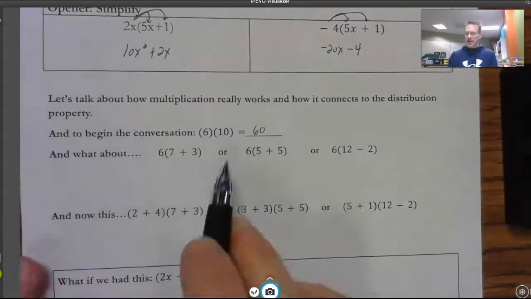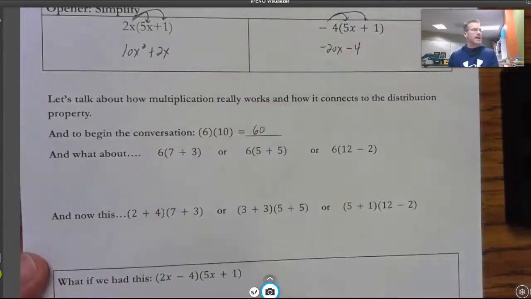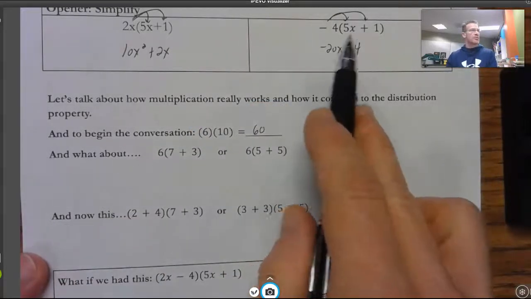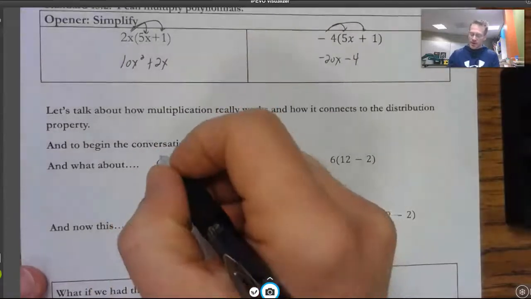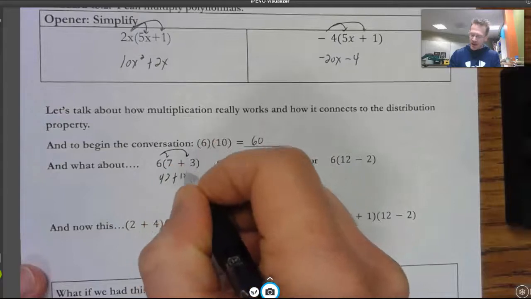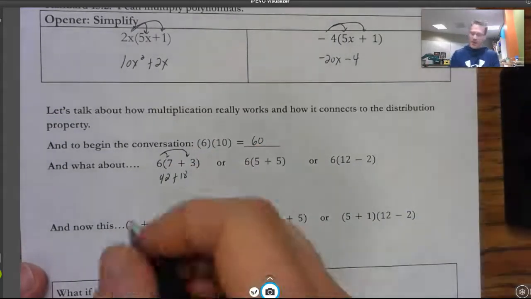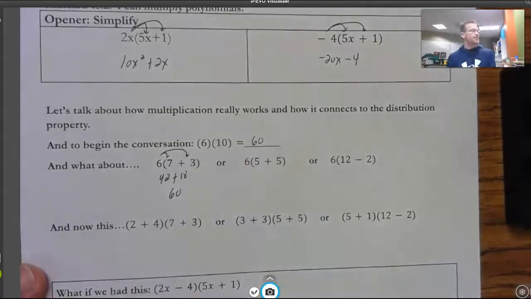Notice that I can write 10 lots of different ways. I could write it as 7 plus 3. And then if I did that, I have a distribution problem like I did above. So 6 times 7 is 42, and then 6 times 3 is 18. And because 42 and 18 are like terms, I can add them, and notice I still get 60.